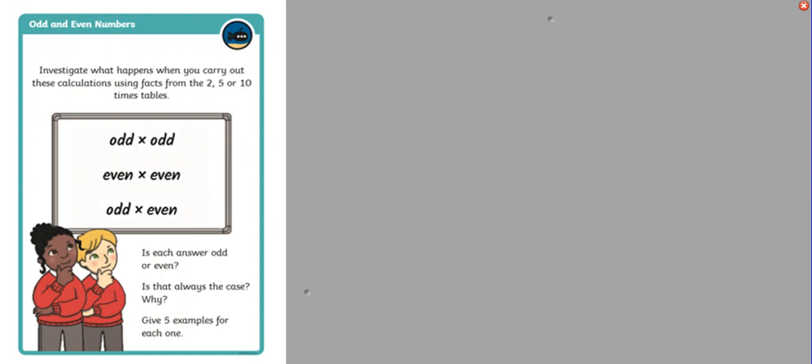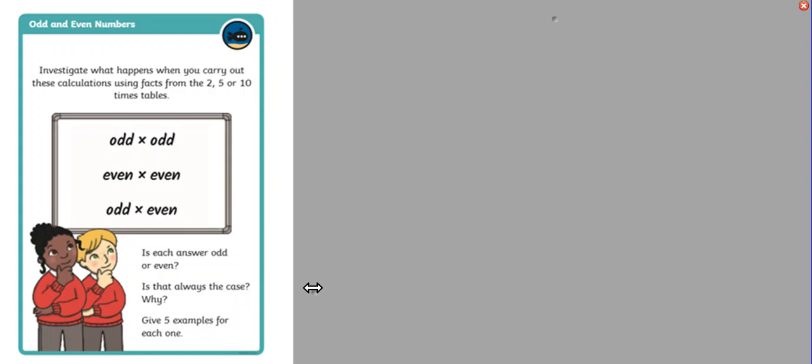Let's have a look at this one. So it says, investigate what happens when you carry out these calculations using facts from the 2, 5 or 10 times table. So odd multiplied by odd, even multiplied by even, odd multiplied by even. Is each answer odd or even? Is that always the case? Okay, then choose one and give 5 examples.